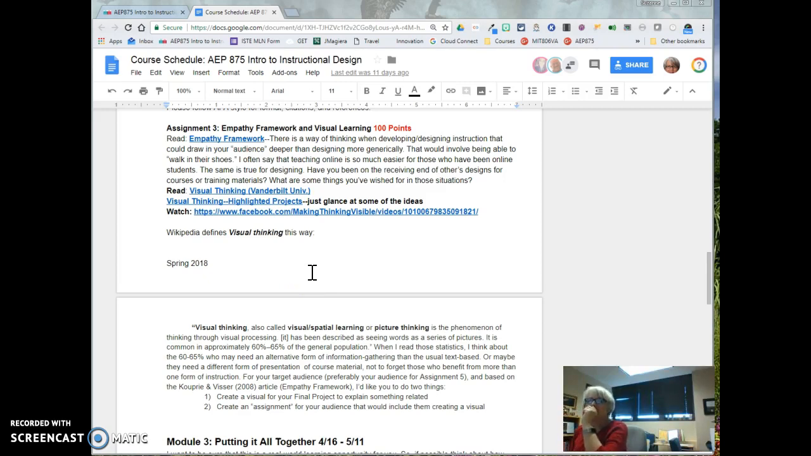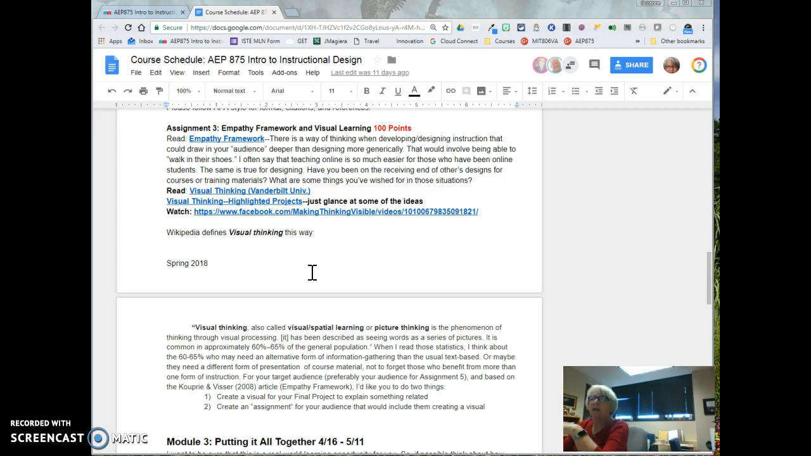And yet I think one of the things that I want you to be aware of is the whole area of just how to create and design instruction, and what the people are thinking about that are going to be your trainees or the people that you're creating this instruction for. And so that's why I threw in this assignment.